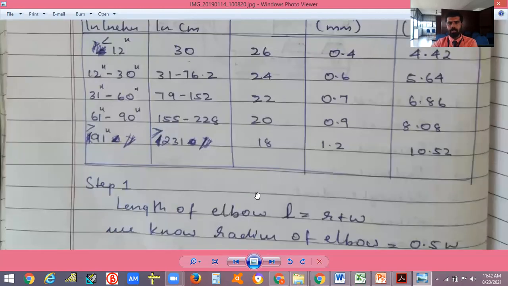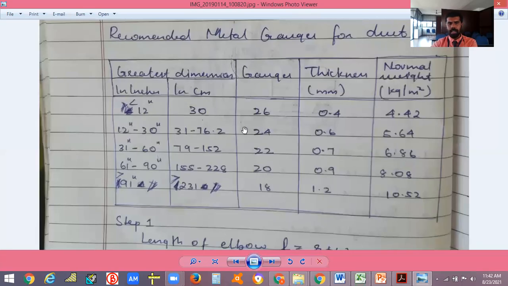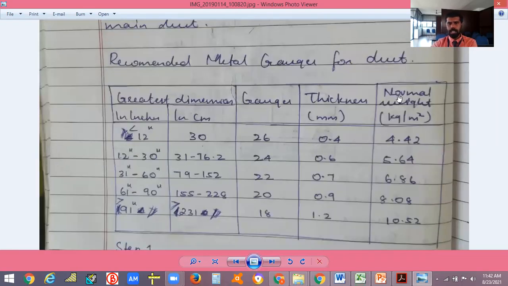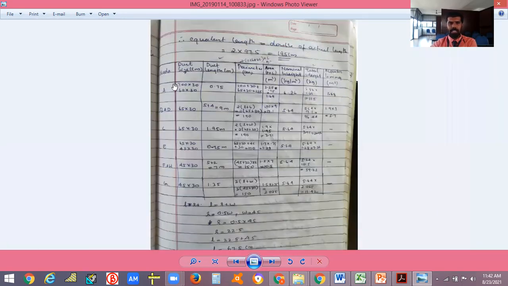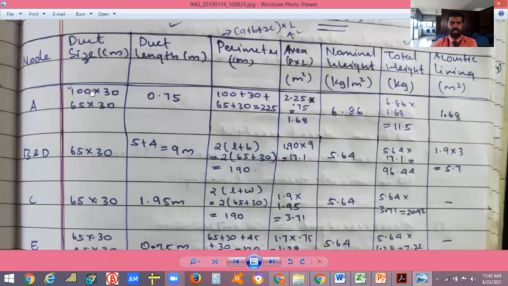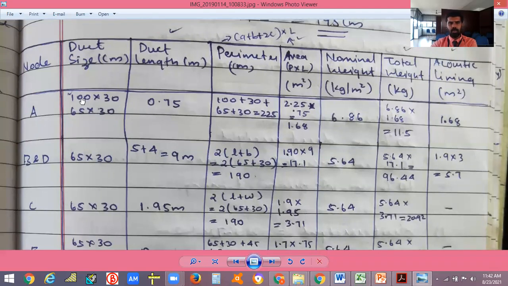Another tabular column. What is the tabular column? Recommended metal gauges. Here it is given nominal weight. According to the latest dimension, we have to find the nominal weight. So here, what is the largest duct length or the duct size? 100 into 30 and 65 into 30. What is it? 100, correct? 100 is the largest duct length or the size.